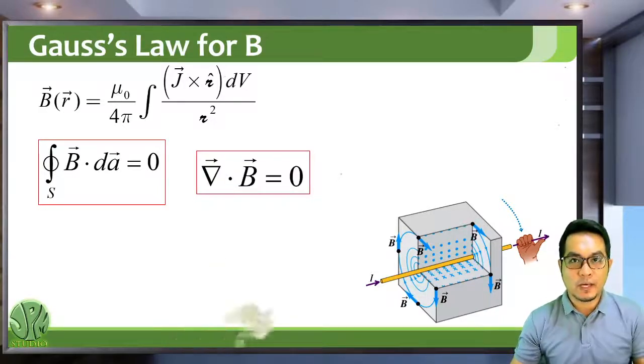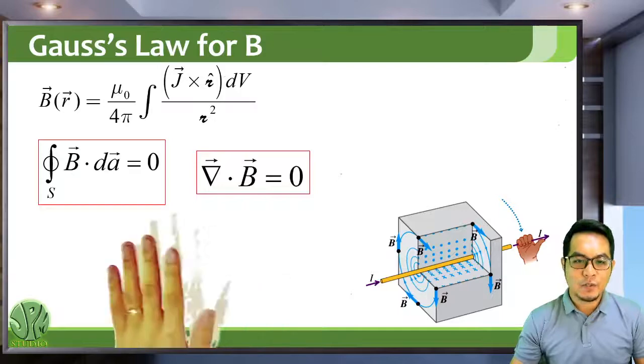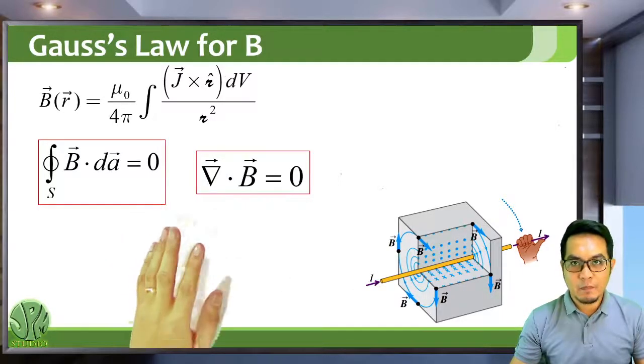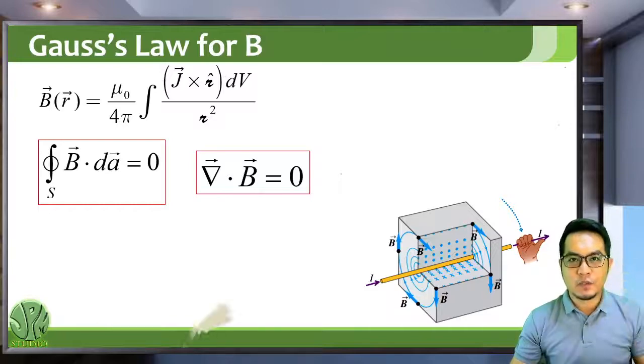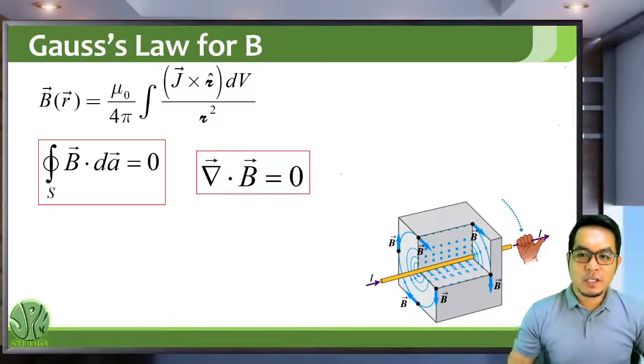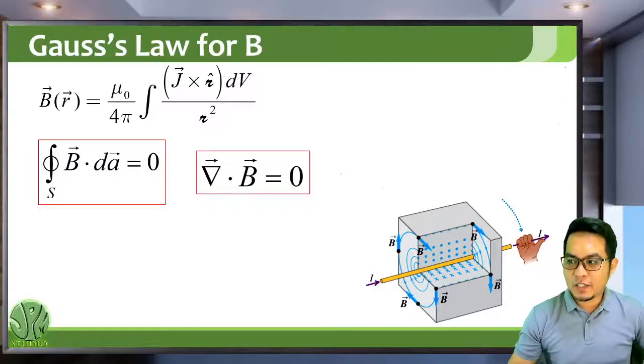The curl of a magnetostatic field is actually Ampere's law. In a similar manner to Gauss's law, we use Ampere's law to calculate the magnetic field if the distribution is symmetric.